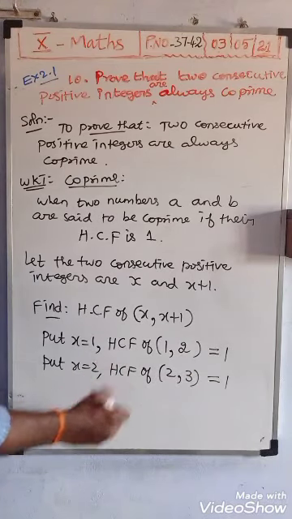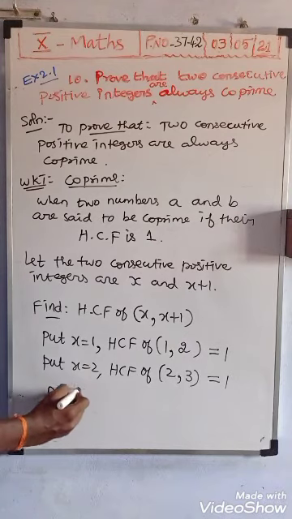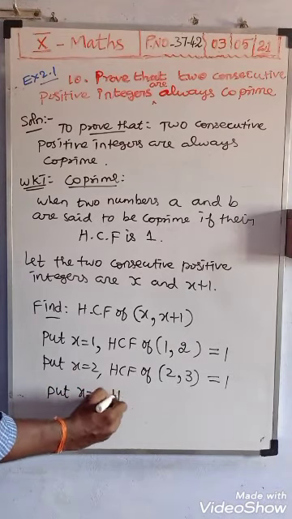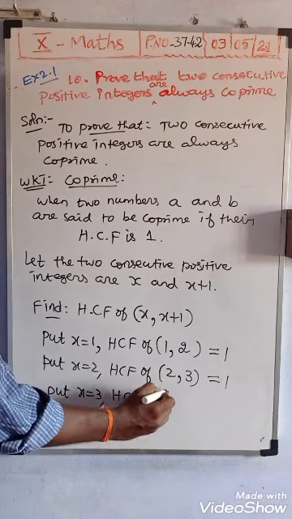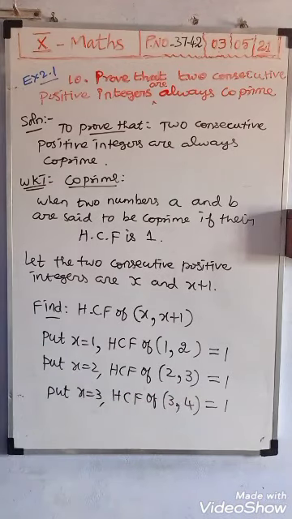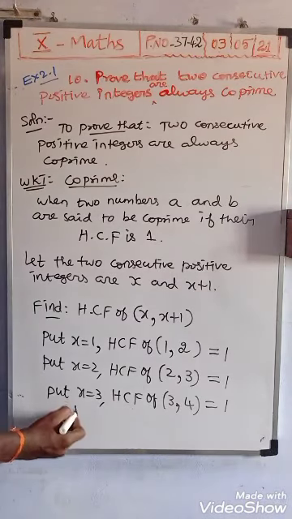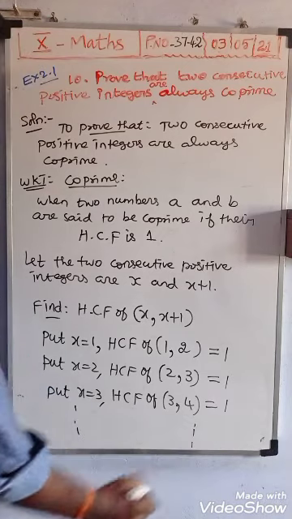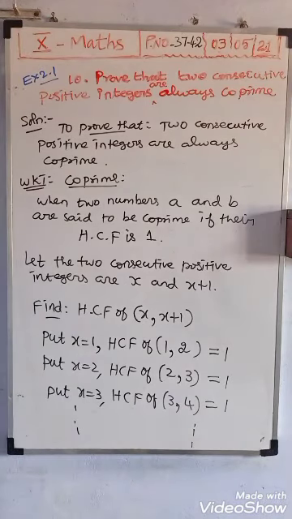Like that you should substitute and see. Put x equal to 3, means HCF of 3 comma 4 you will get. HCF of 3 comma 4 is 1 only. Okay, so here you see one is an odd number and the other one is an even number. So when you take the HCF of one odd number and one even number, we will get it as 1 only.